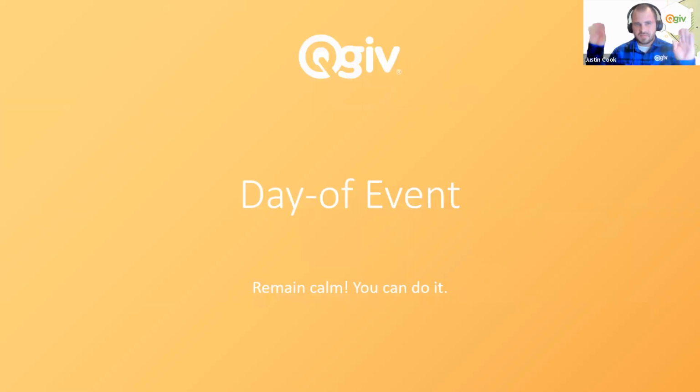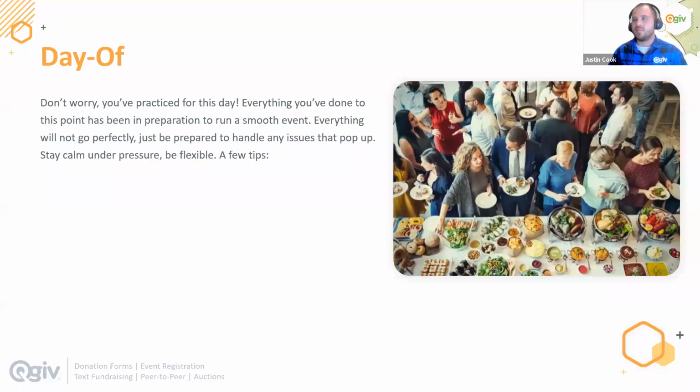All right, we're here. We're on the day of the event. Remain calm. You can do it. Let's talk about a couple of things that you need to think about to make sure that your event on site goes as smoothly as possible. You've practiced for this day. Everything that you've done has been in preparation to this point. Everything will not go perfectly, but just be prepared to handle any issues that pop up. Stay calm under pressure and be flexible.